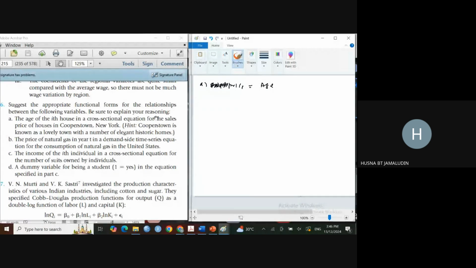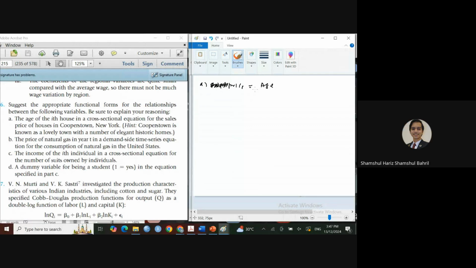So before answering this question, you have to look at the hint. Cooperstown is known as a lovely town with a number of elegant historic homes. So basically, these homes are actually historic ones, like a museum. Okay, so they have some values. So what is the impact of age on the price? What do you think?